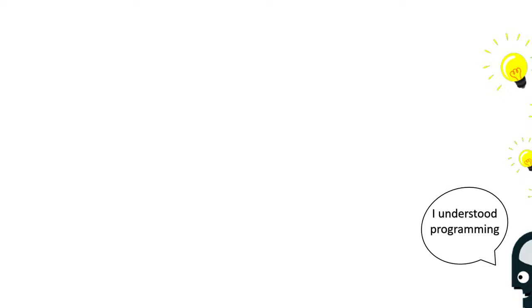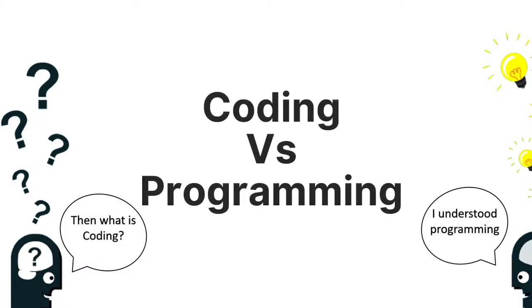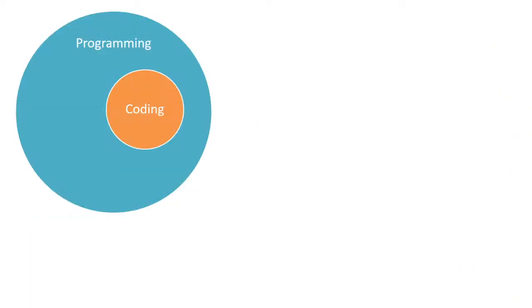Now let's move on. You understand what programming is. Then what is coding? It's a simple question. Programming and coding are similar, but not the same. If they were the same, they would not have been given different names. Since they have different names, coding is different and programming is different, so surely they have different meanings. We will see what they are.